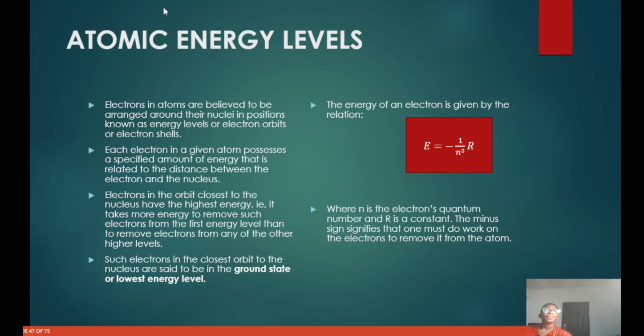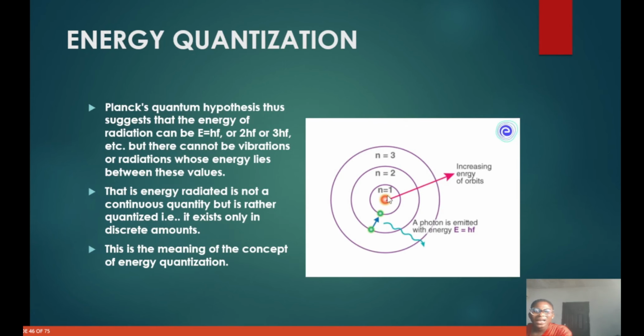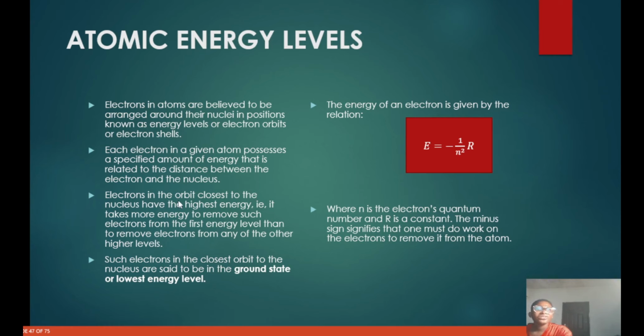Atomic energy levels. Electrons in atoms are believed to be arranged around the nucleus in positions known as energy levels, electron orbits or electron shells. Each electron in a given atom possesses a specified amount of energy that is related to the distance between the electron and the nucleus. Electrons in the orbit closest to the nucleus have the lowest energy. That is, it takes more energy to remove such electrons from the first energy level than to remove electrons from any of the other higher levels.